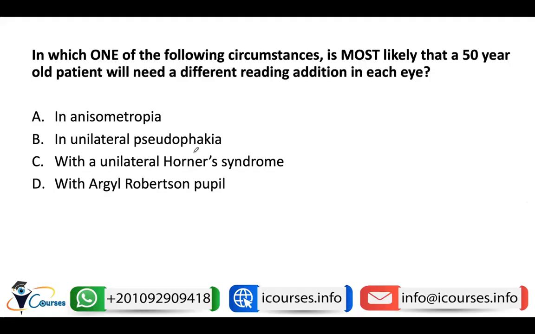Yes, that's correct. As we mentioned, a patient with unilateral pseudophakia will have to be fully corrected for near in one eye, while in the other eye some reserve accommodation should be left for the patient. The other options don't require any different near addition.